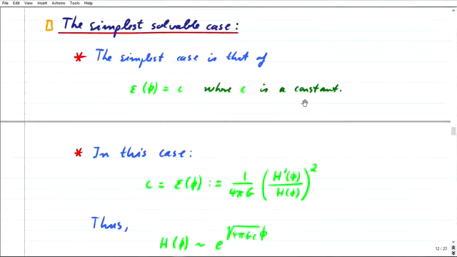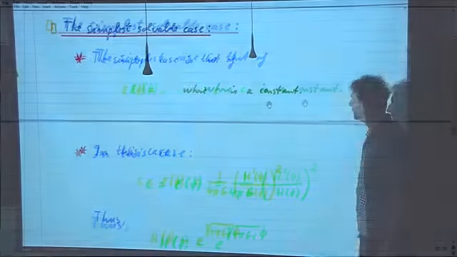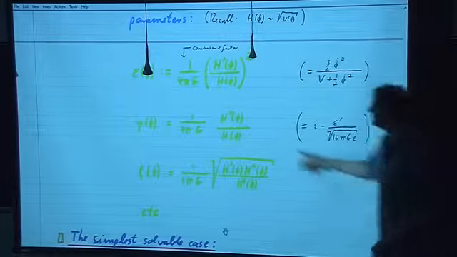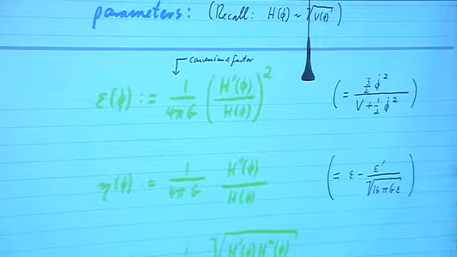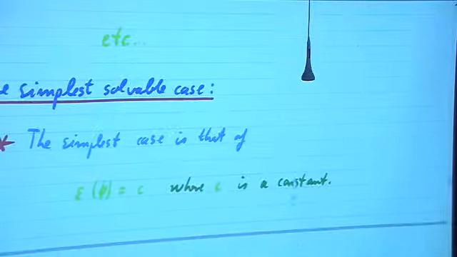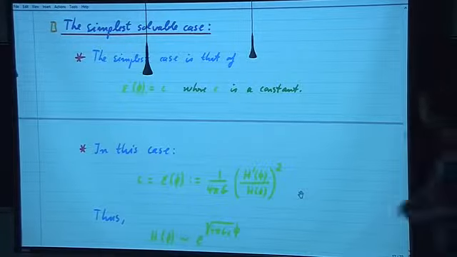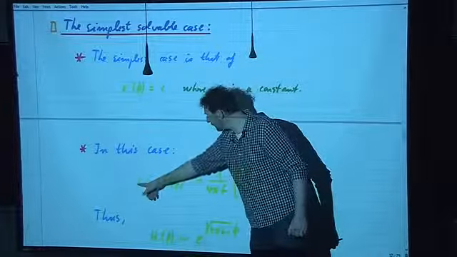Now, the simplest solvable case is the one where, remember, we have not specialized to power law inflation at this point. We've just parameterized how V changes with phi. And the simplest case for a slow roll scenario is that epsilon is a constant. That the first slow roll parameter is simply a constant. So that this epsilon, the H prime over H, is a constant. And let's see what we get when we do that. So we have that epsilon is a constant.